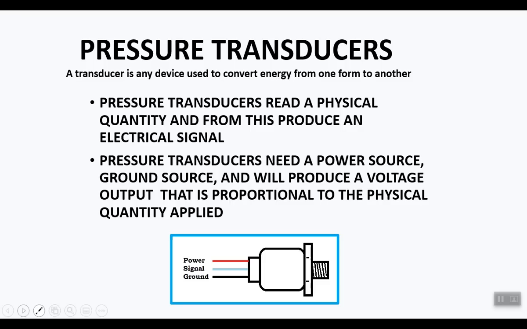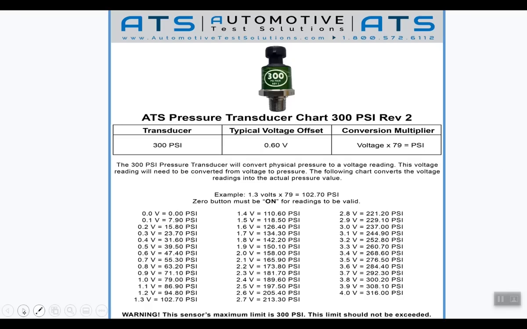We all know what pressure transducers are. We have them on engines, such as the manifold absolute pressure sensor, or the MAP. This will need a power and ground, and it will produce a voltage output signal that's proportional to the pressure within the induction system. This output will be scaled in voltage.